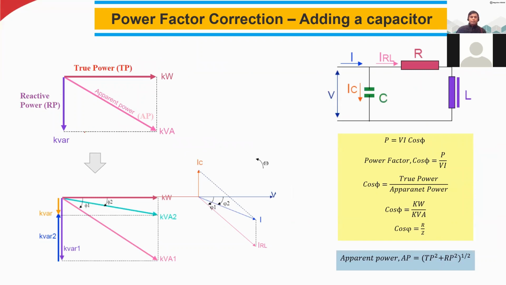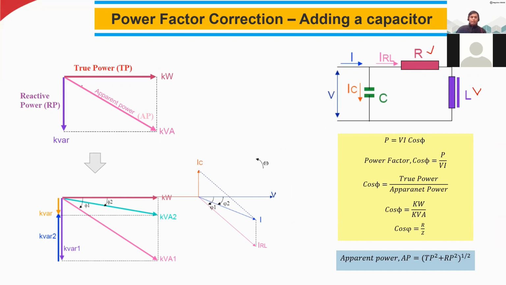Here you can see normally it's like this. We have the true power, the reactive power, and the apparent power. Now what will happen? Now this is the circuit. Normally the circuit has the load, with a resistor and inductor, or resistive property and inductive property. Now I am adding the capacitor.